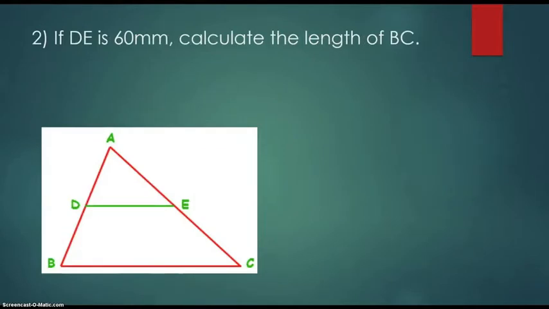So our second question is, if DE is 60 millimeters, calculate the length of BC. Pause the video again to answer the question. Now the answer is 120 millimeters squared. I will take you through how I got that answer. Remember how DE is the midpoint line, making DE half of BC? That is why I take the length of DE and double it. And that is how I got my answer.